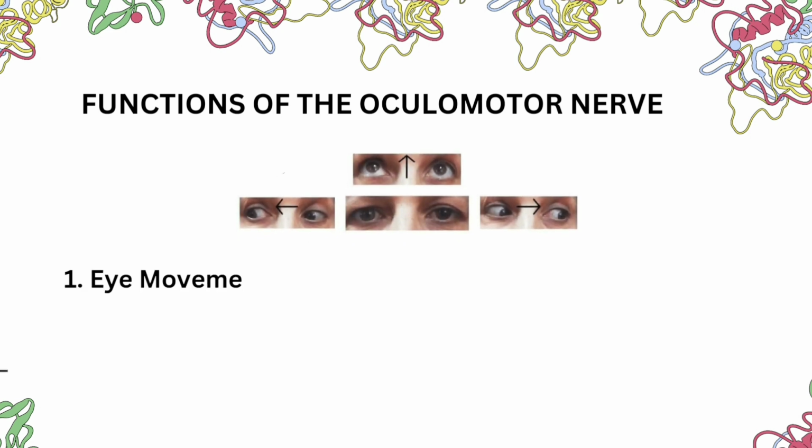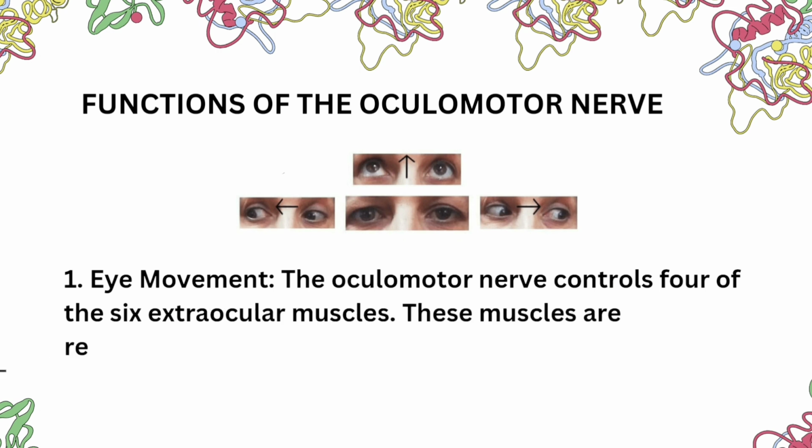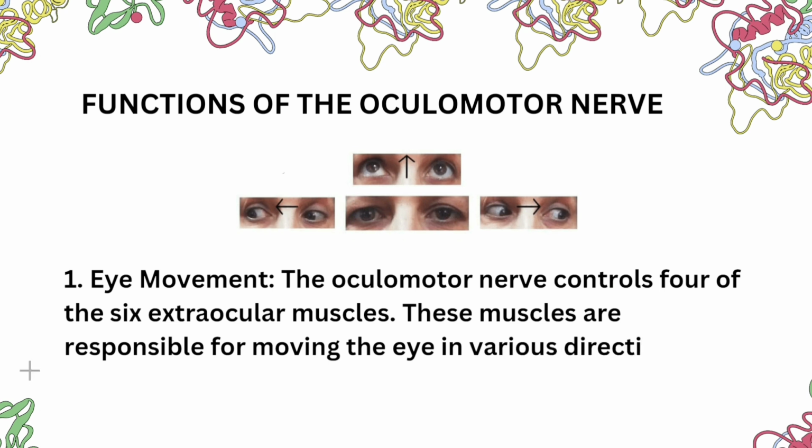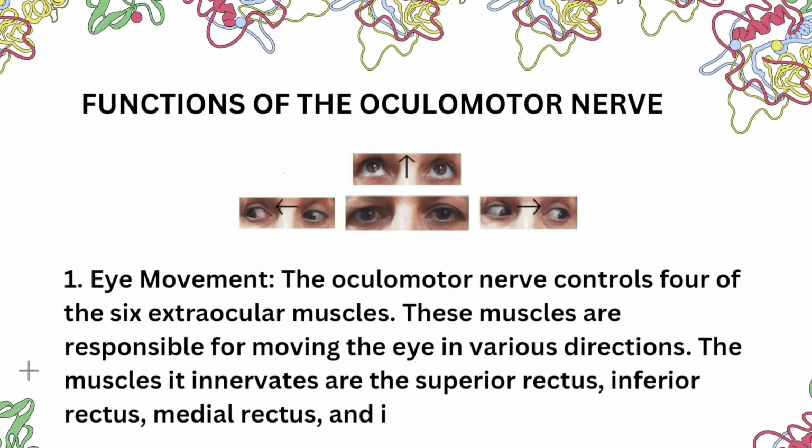Functions of the oculomotor nerve. So, what exactly does the oculomotor nerve do? Here are its main functions. 1. Eye movement. The oculomotor nerve controls 4 of the 6 extraocular muscles. These muscles are responsible for moving the eye in various directions. The muscles it innervates are the superior rectus, inferior rectus, medial rectus, and inferior oblique.